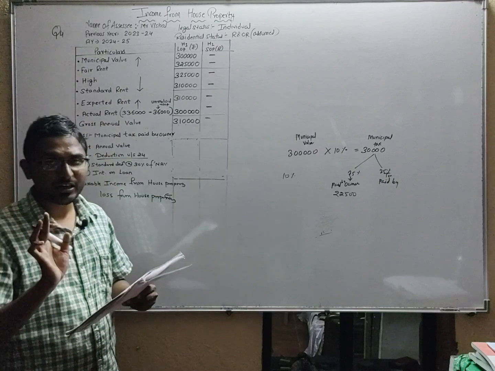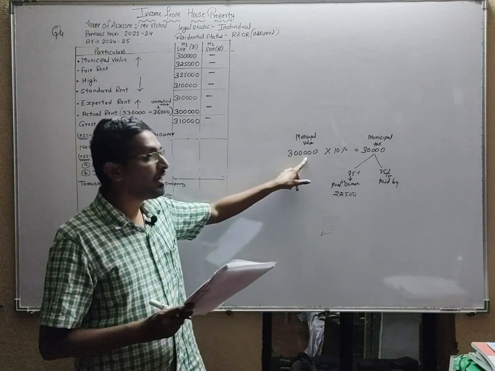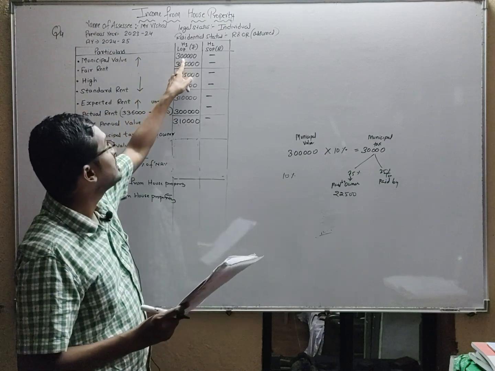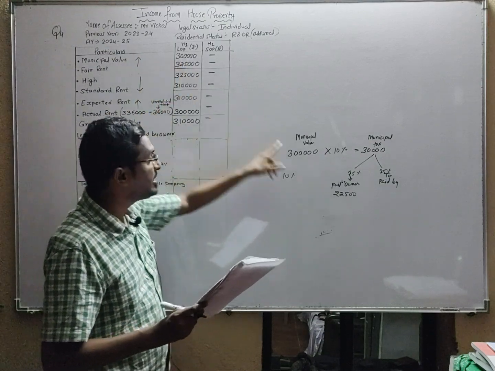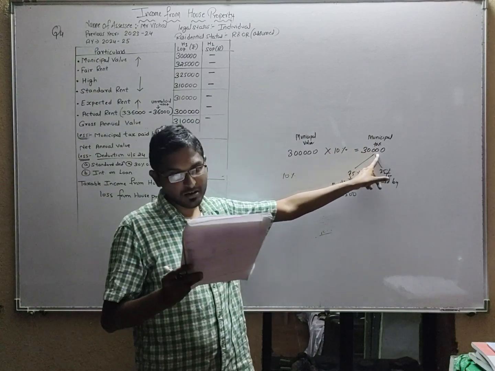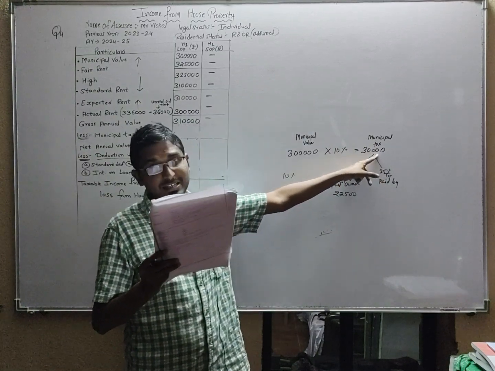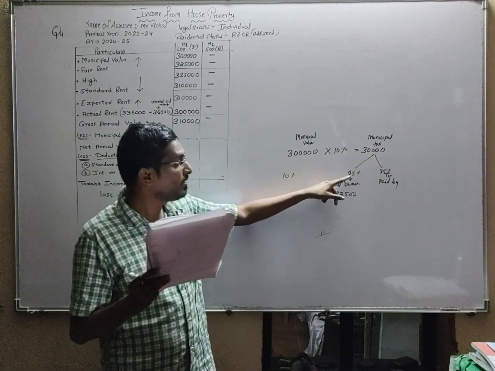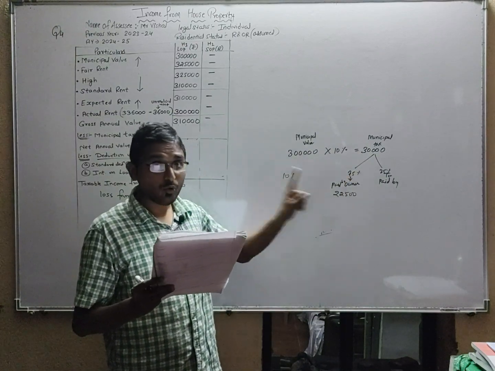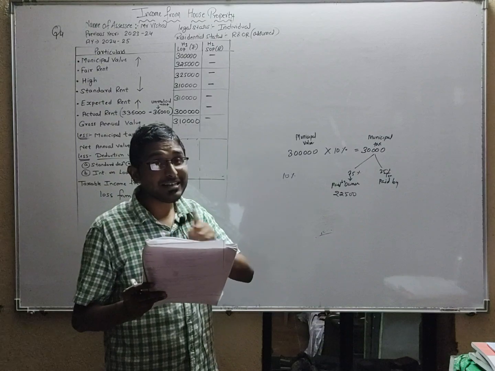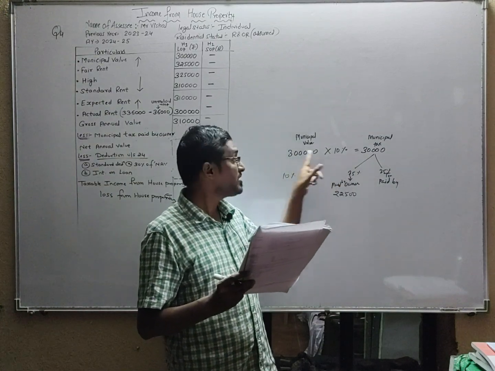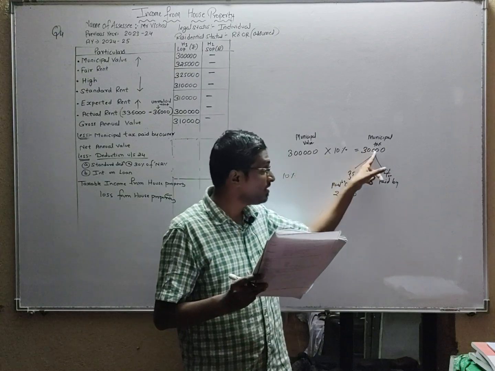So how will you calculate the municipal tax? Look here, you have to take the municipal value. The municipal value of house property 1 is 3 lakh. So 10% of 3 lakh, the municipal tax will be 30,000. But what they are saying is, for house property 1, 75% of the municipal tax is paid by the owner. Now don't get confused. Municipal tax is not 75%. Municipal tax is 10% of the municipal value, that is 30,000.